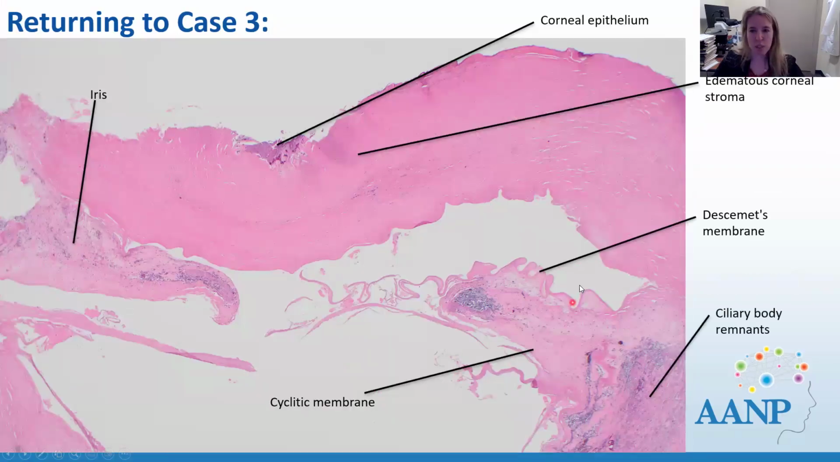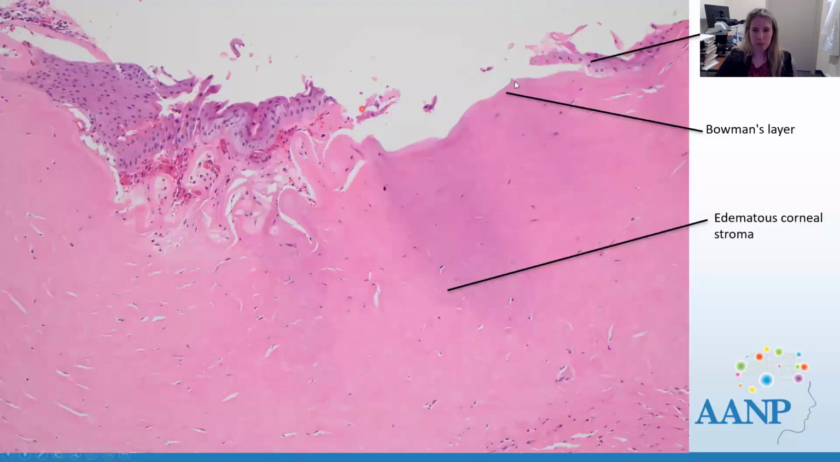All right, so returning to our actual case, as we pan in, we can actually find that there is a cornea. It is a very edematous cornea. You can see there's some epithelium. There's Descemet's membrane. The Descemet's membrane has actually separated from the rest of the cornea because it was really adherent to other fibrous tissue. There's remnants of ciliary body and a cyclitic membrane and remnants of an iris. So here, corneal epithelium, Bowman's layer, edematous corneal stroma.